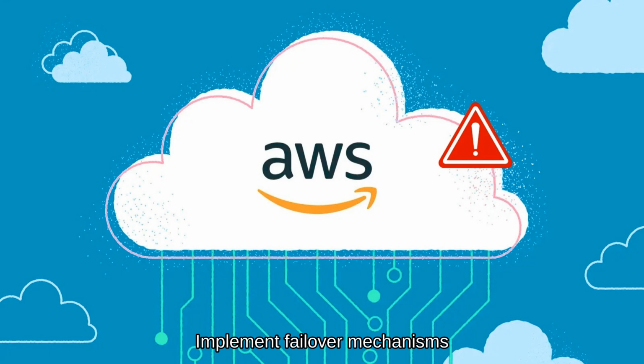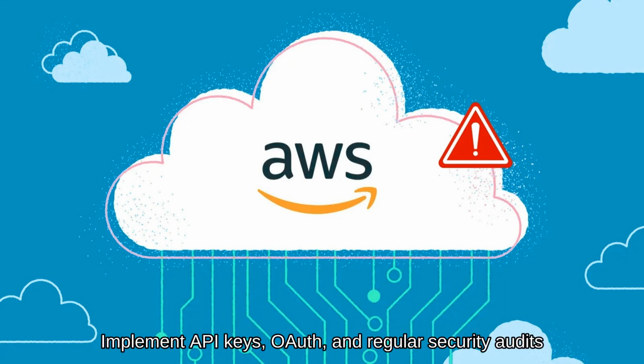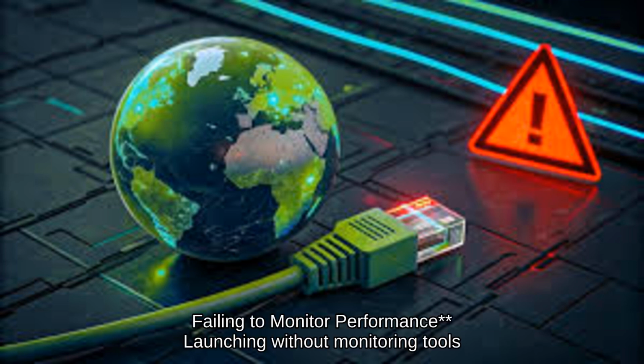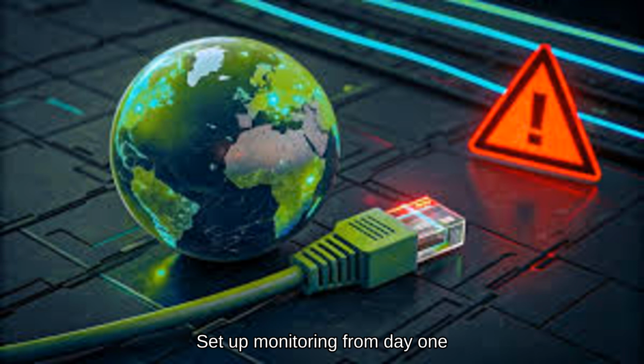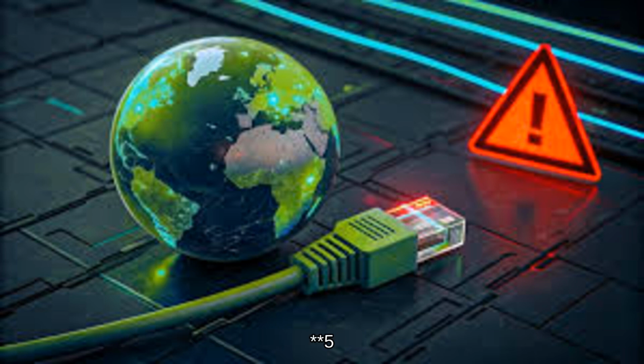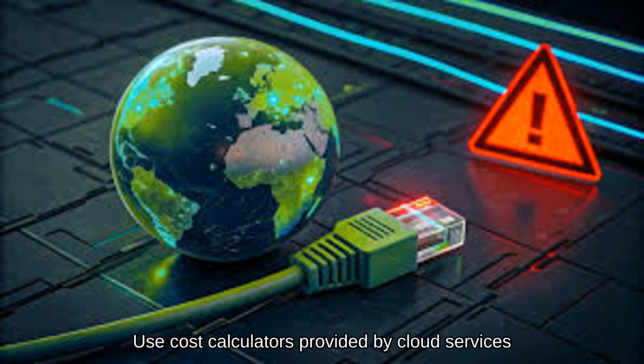Implement failover mechanisms. Three, ignoring security best practices. Not securing APIs or databases. Implement API keys, OAuth, and regular security audits. Four, failing to monitor performance. Launching without monitoring tools. Set up monitoring from day 1. Identify performance thresholds and respond proactively. Five, underestimating costs. Not planning for cloud costs based on usage. Use cost calculators provided by cloud services. Include potential scaling costs in your budget.